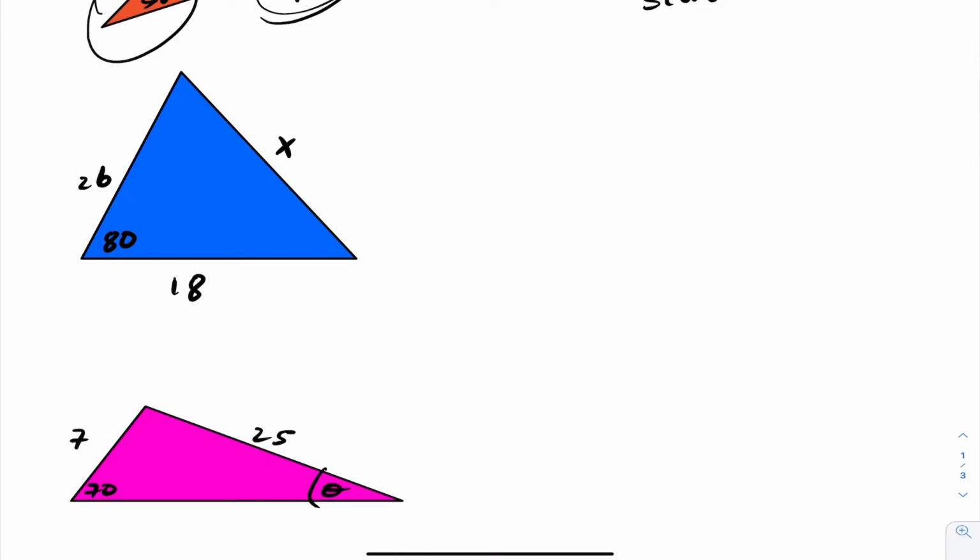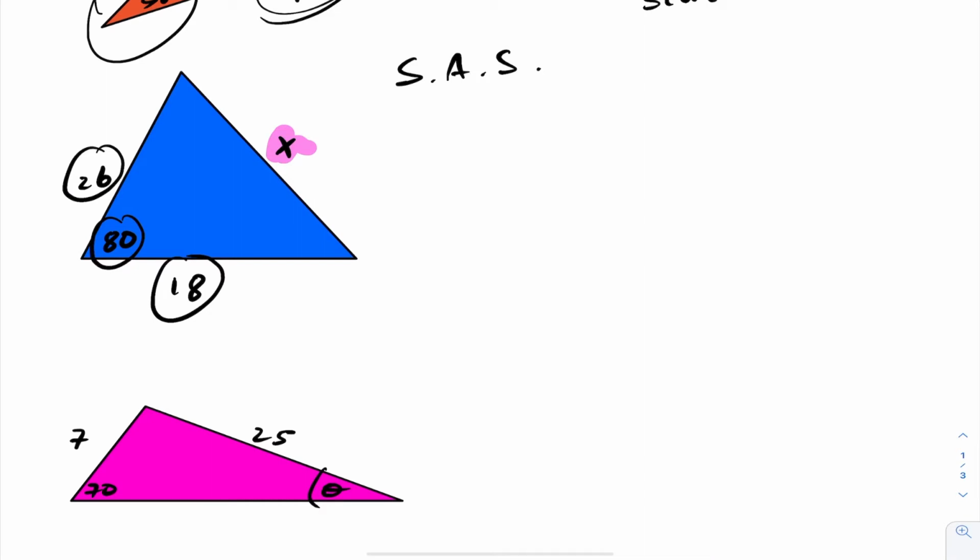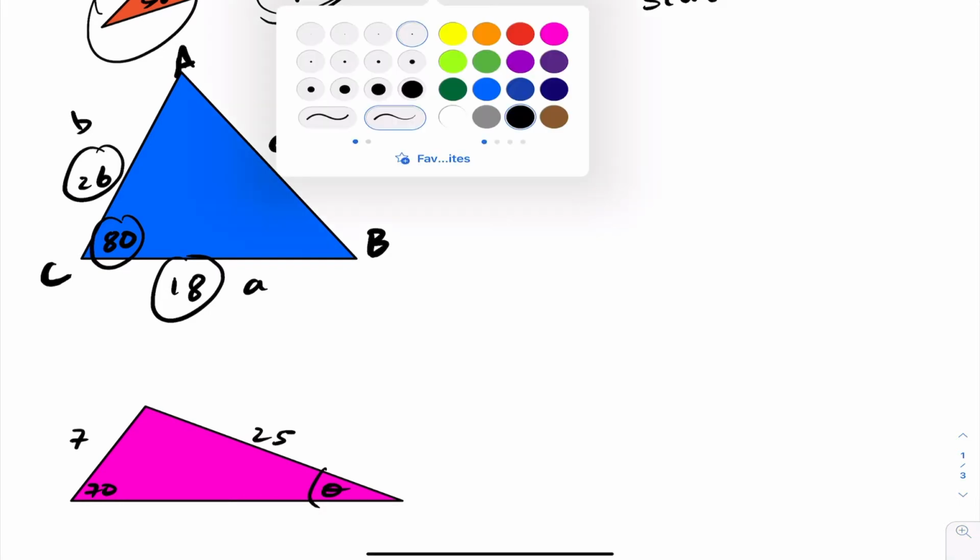For this one, again, I want to solve for length. So we're interested in length again. However, this time you'll notice I've got a situation where I have side, angle, side. And when you have side, angle, side, you can solve this using your cosine law. So I'm going to label my triangle A, B, C. And again, they want me to solve for x. That's equivalent to solving for lowercase c. This will be lowercase a. This will be lowercase b.